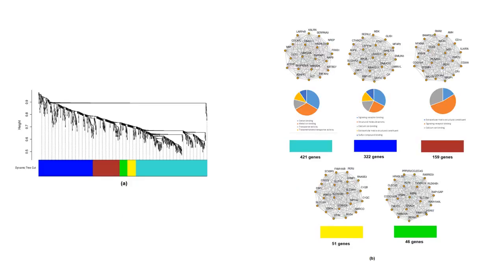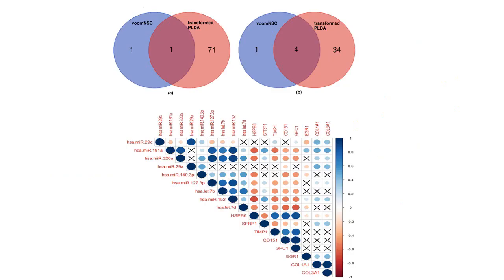The weighted gene co-expression network analysis was performed on the differentially expressed genes to identify the highly correlated clusters. We obtained 5 clusters based on KEGG pathways. The turquoise module consisted of the highest number of genes, while the green module consisted of the lowest number. Gene and miRNA selection were performed using the transformed PLDA and voom NSC. The transformed PLDA was able to select 72 genes and 38 miRNAs, and voom NSC selected 2 genes and 5 miRNAs.